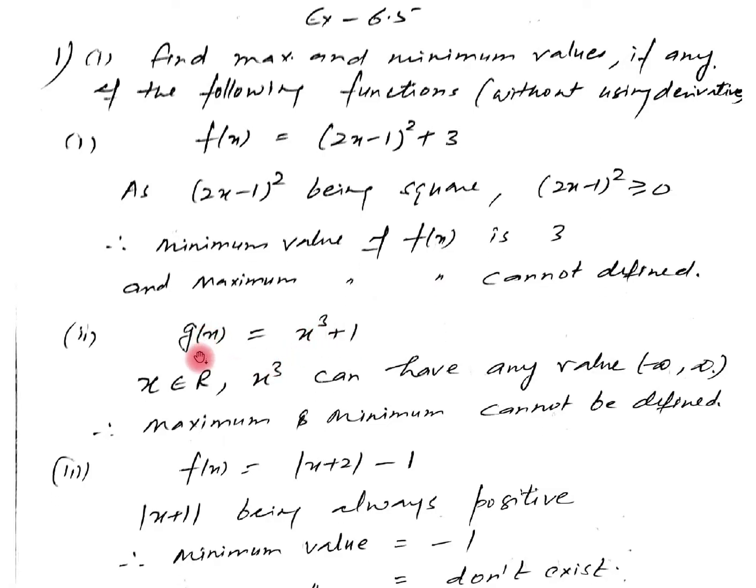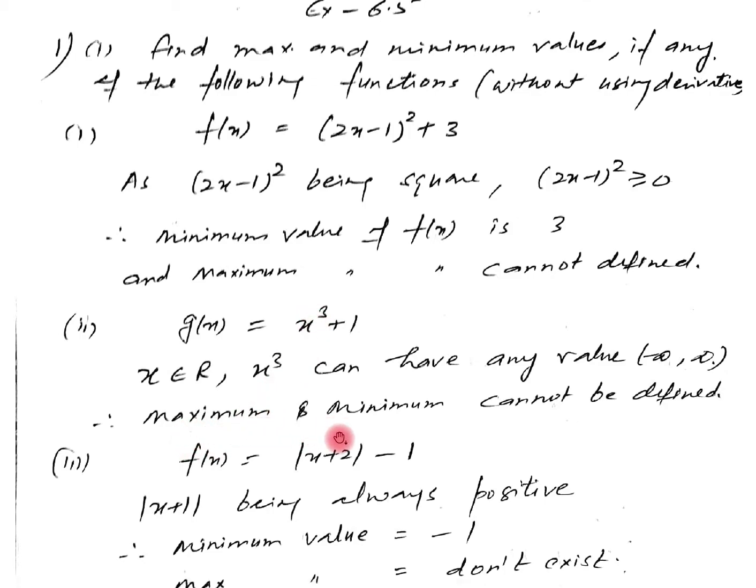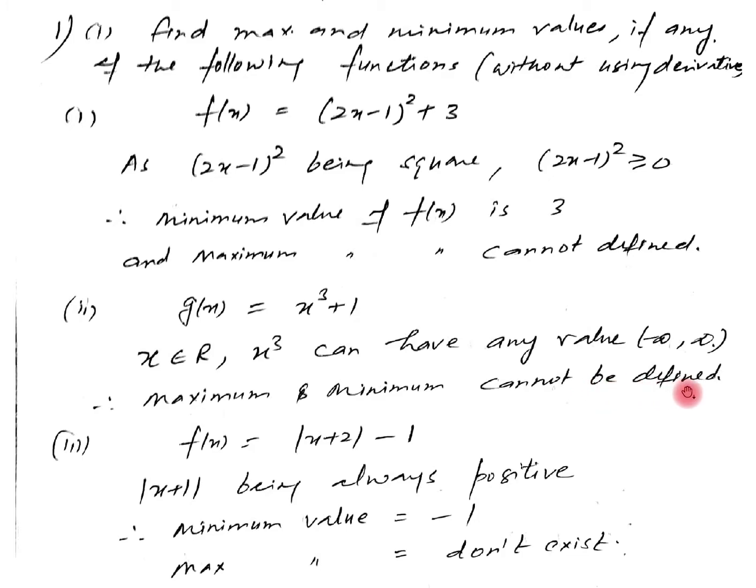Now, let us take another question, g(x) equal to x cube plus 1, where x belongs to R, because all these are real valued functions. Now x belongs to R, therefore x cube can have any value between minus infinity to infinity. Therefore again we can say maximum and minimum value cannot be defined, because x cube may be positive, it may be negative, it may be 0. So therefore we can say maximum and minimum value cannot be defined.